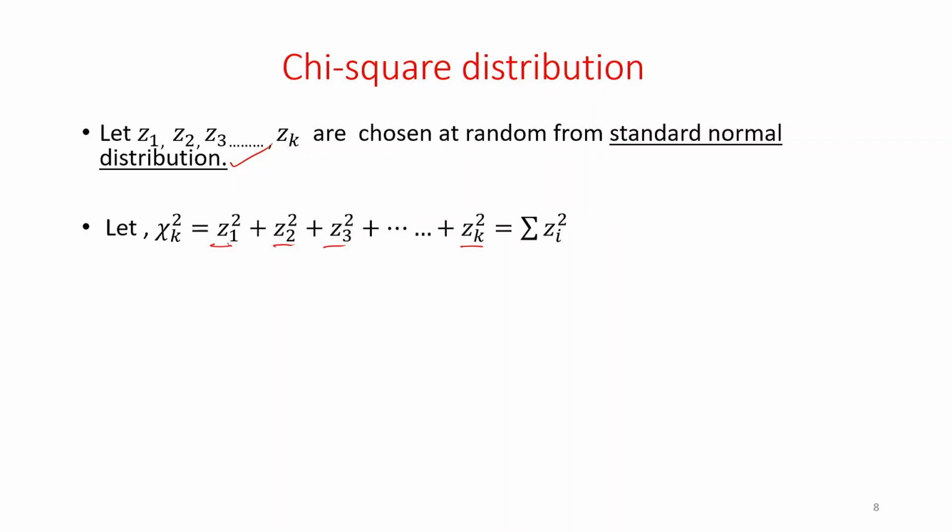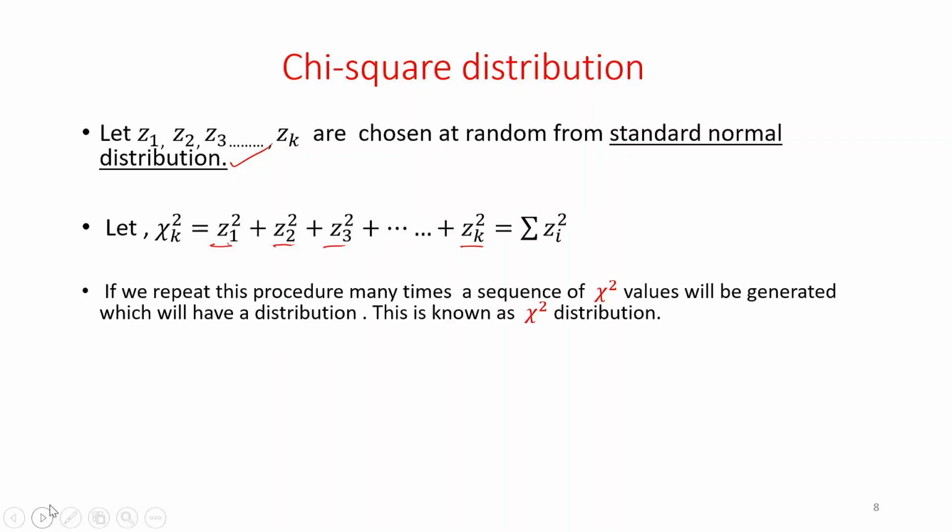If we add them together, then we get a value chi-squared k. Now if this is repeated a number of times, then chi-square values will be generated which may have a distribution. We will get various chi-square values. So we first take k numbers of Z values randomly, square them up, and then add them together. We get some values of chi-square.